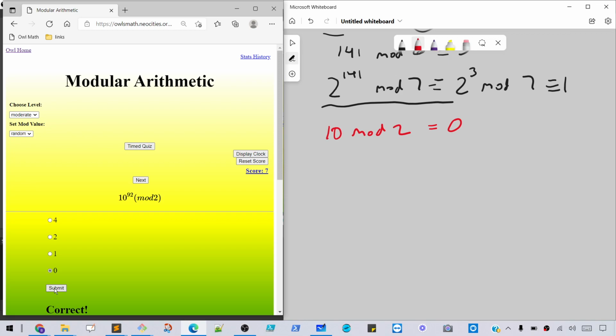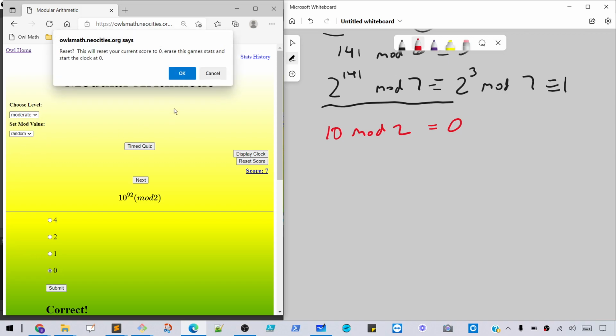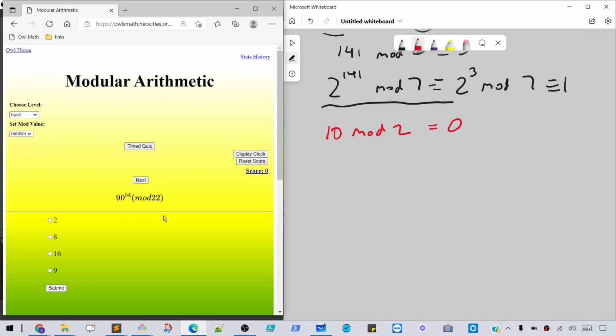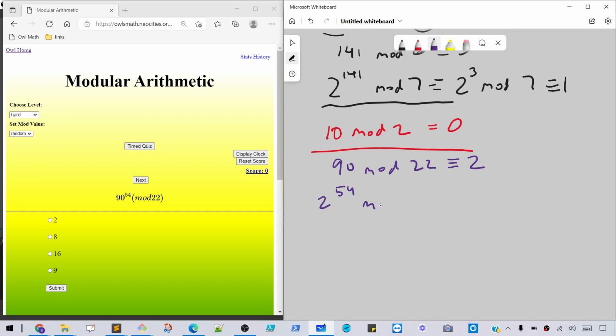Okay, good. So we'll try to up the difficulty level a little bit, see if we can do better that way. Okay, so we have 90 mod 22 we can look at first. So 90 mod 22, we divide 22 into 90, 22 times 4 is 88, so we're going to have a remainder of 2, so it's going to be congruent to 2. So then we're just looking at 2 to the 54 mod 22.